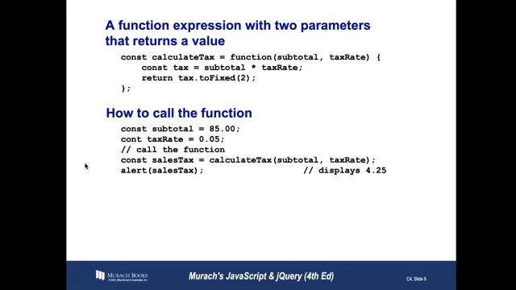And lastly, this is a function expression with two parameters that returns a value. So it's the same as before, except this time we have a constant calculate tax, and we call it with the calculate tax function call and pass the two arguments. So the sales tax itself equals that function. But again, it's an expression this time because it has a variable that has been assigned the function.